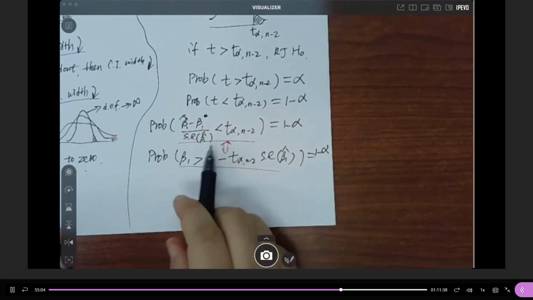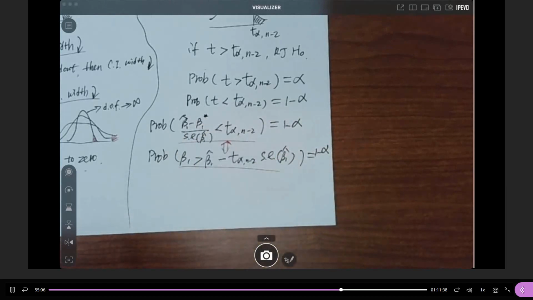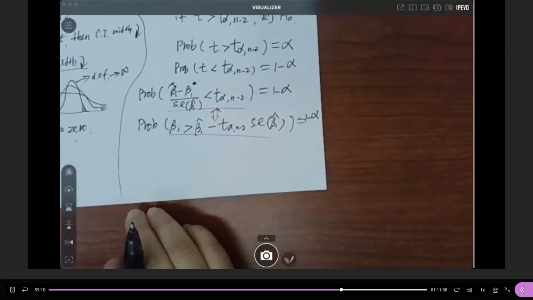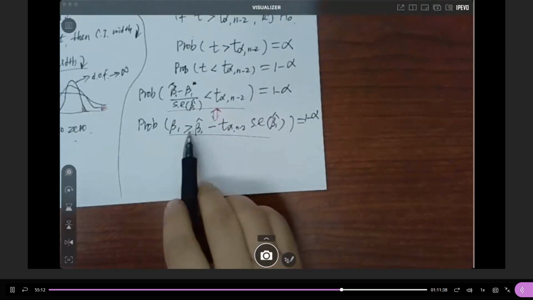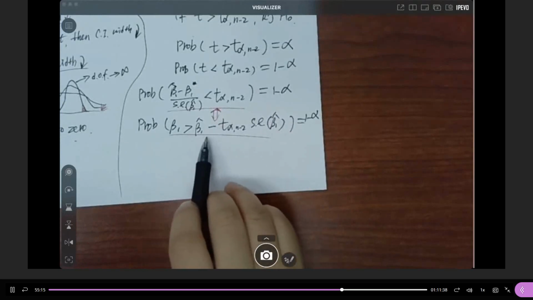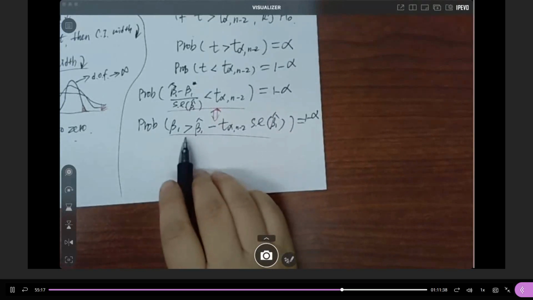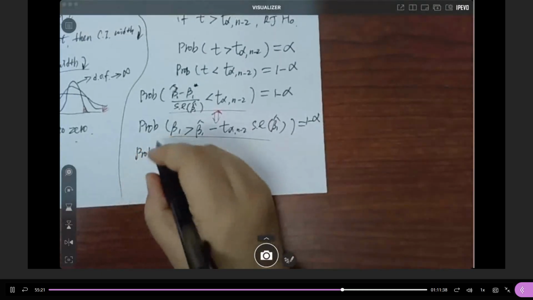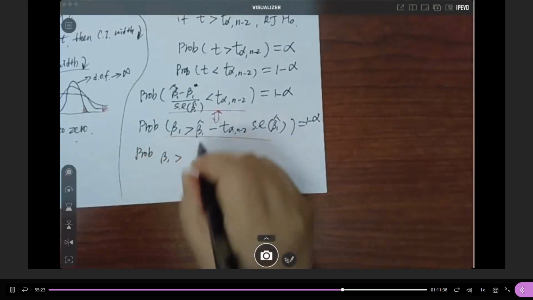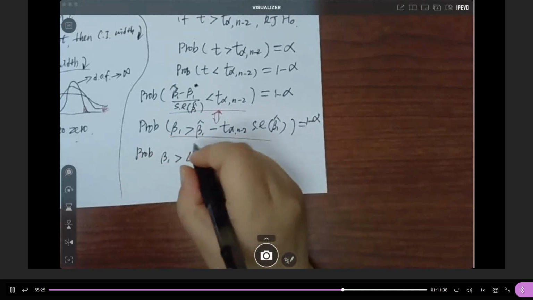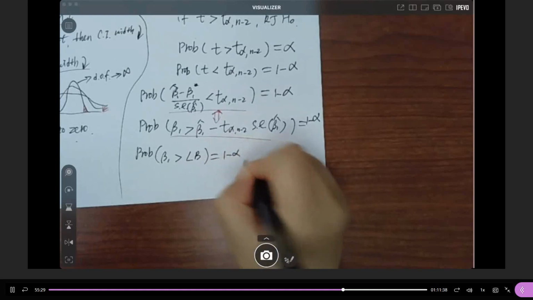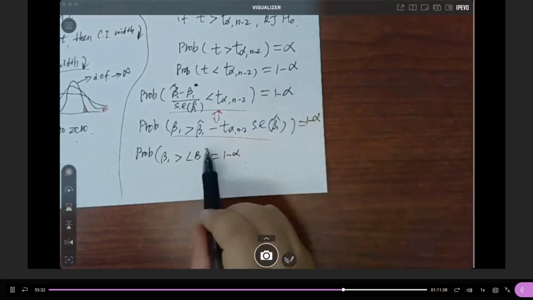Okay, minus this 2. Okay, so this is in the form of a confidence interval already. However, it is not a closed interval. It is just a lower bound. So the probability for beta 1 to be greater than a lower bound is equal to 1 minus alpha.